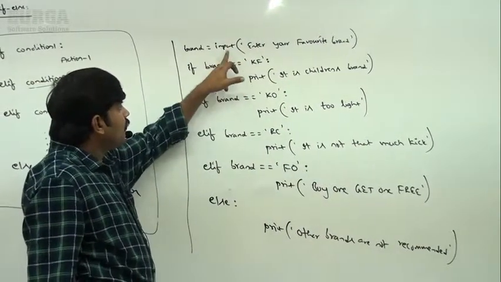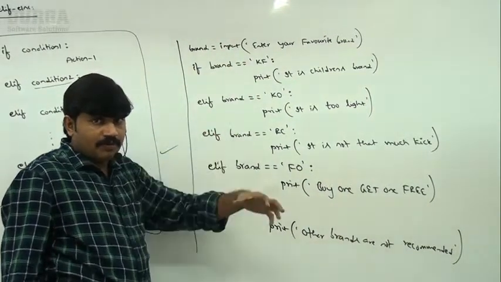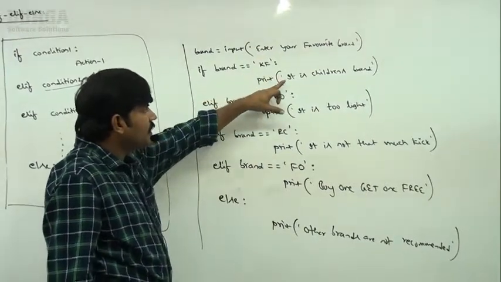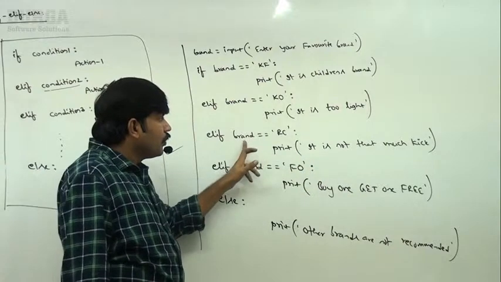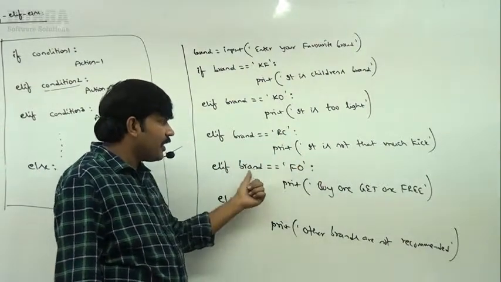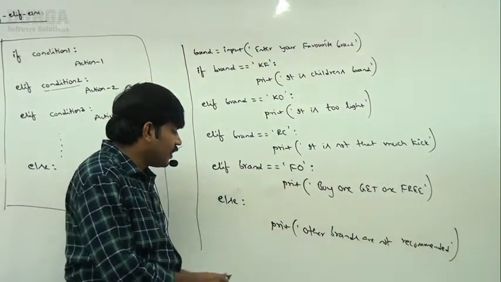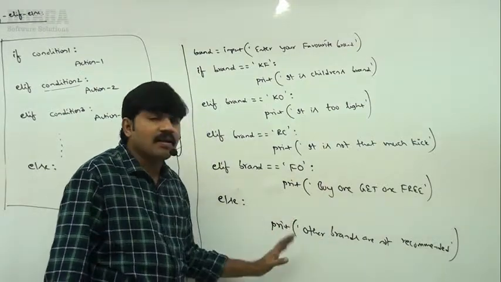So the brand is read from the command prompt. If it is KF, it is a children's brand. If it is KO, it is too light. If it is RC, it is not that much kick. If it is FO, buy one get one free. Otherwise, other brands are not recommended.